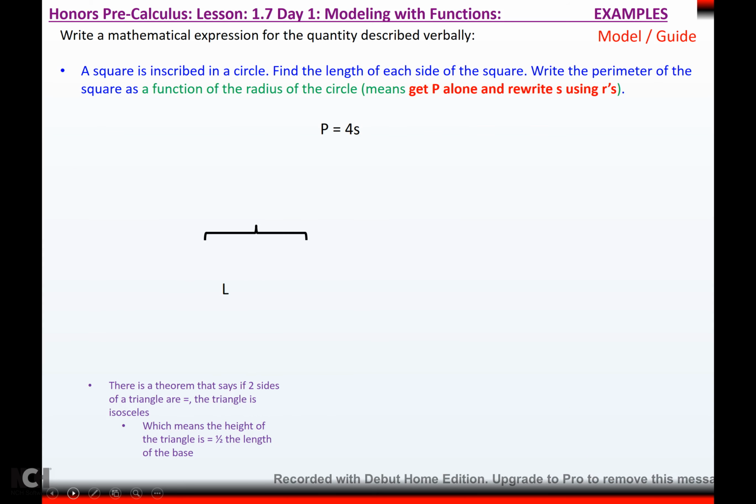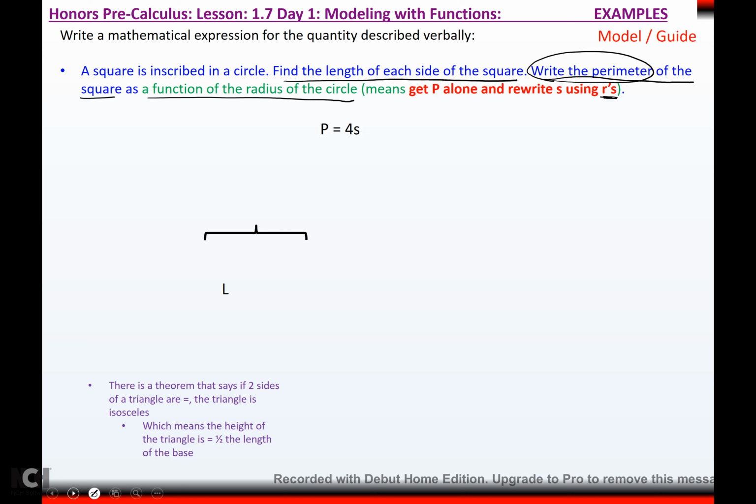This one. It says a square is inscribed in a circle. Find the length of each side of the square, and then write the perimeter of the square as a function of the radius of the circle. So they want us to write the perimeter of a square. I know how to do perimeter of a square. It's 4 sides. Side plus side plus side plus side, but that's going to be 4 sides. So there's my formula. The problem is they want P alone, but they don't want me to use S. They want me to use the radius of this circle that it's inscribed in.